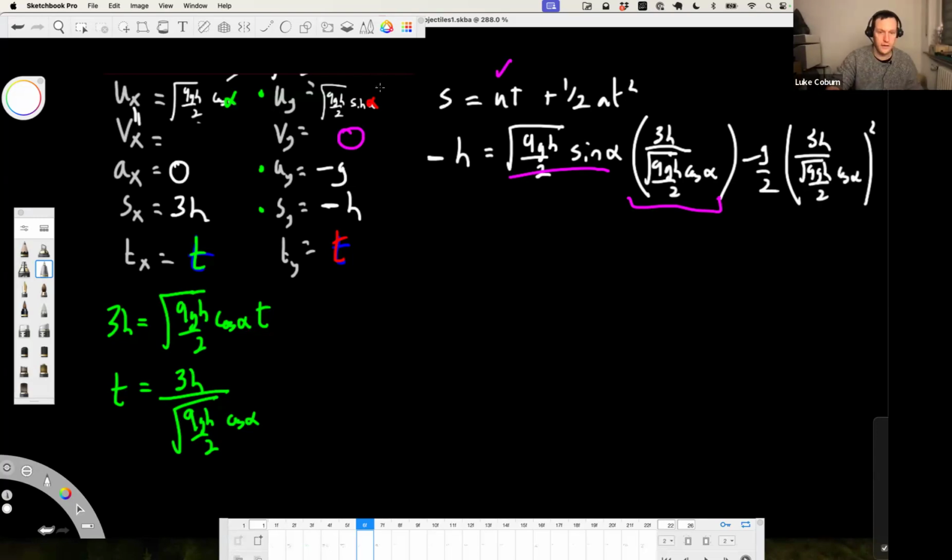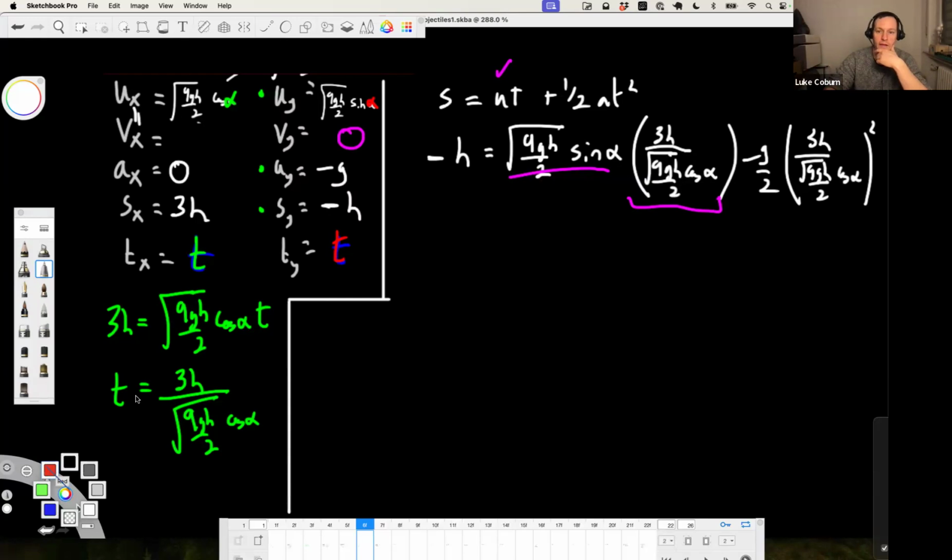Okay, so it looks crazy. Let's just start to simplify this. Well, the first thing that we can see is that we have this 9GH over 2. It's here and it's here. So they go straight away. So we have minus H is equal to, that's that there. That 3H is left over. And then we have a sine over cos, so we have a tan.